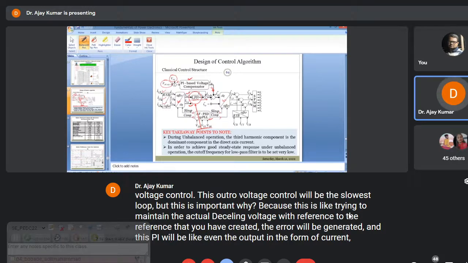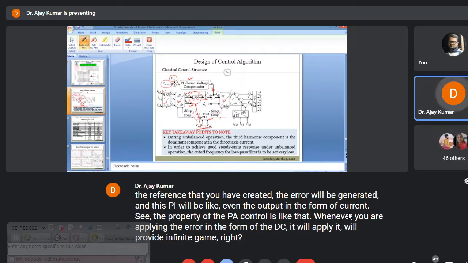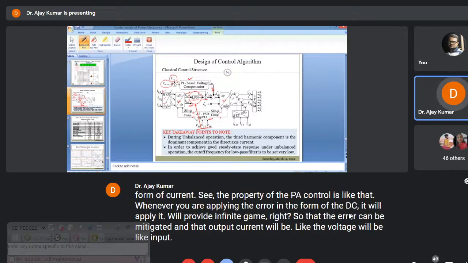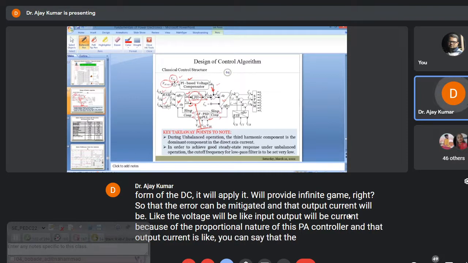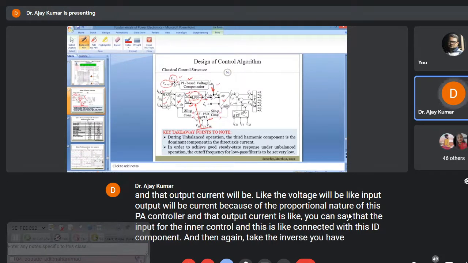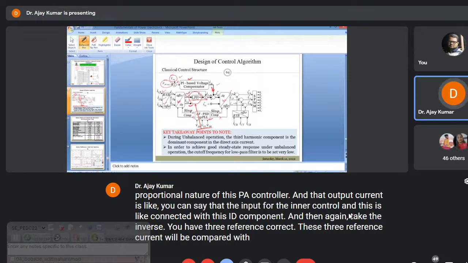Whenever you apply the error in the form of DC, it will provide an infinite gain, right? So that the error can be mitigated. The voltage will be the input, and the output will be current because of the proportional nature of this PI controller. That output current is the input for the inner control loop. This is connected with this ID component, and then again take the inverse. You have three reference currents. These three reference currents will be compared with the original currents, and then you can apply the PWM.